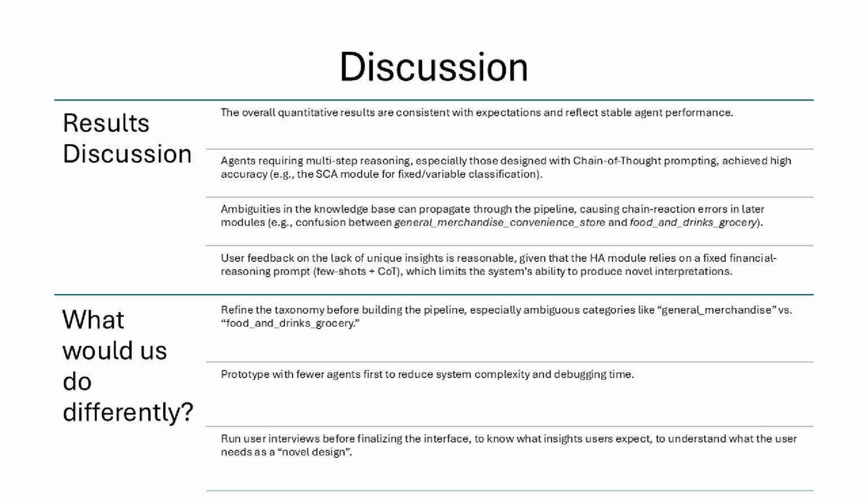So if we were to design this project again, we would do three things to maximize development efficiency: refine the taxonomy first, then prototype with fewer agents, and finally run usability tests early in the design process.